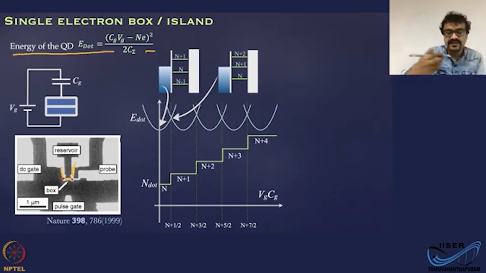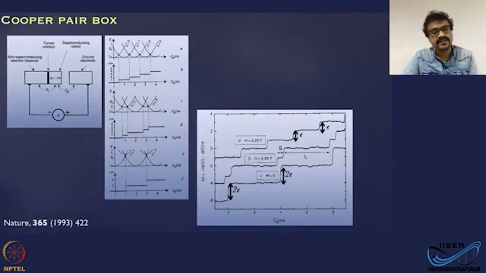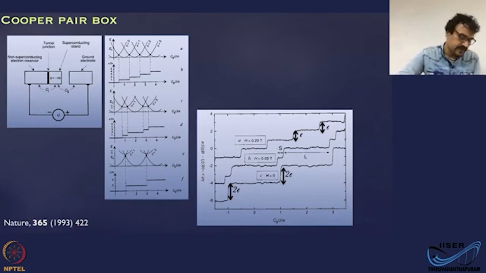You are going to take the charge state of this island, n+1, n+2, and so on, sequentially. The same concept and experiment can be done with Cooper pairs also. In this landmark paper, they have done an experiment which is very similar to what we discussed. But here, the island is a superconducting island.